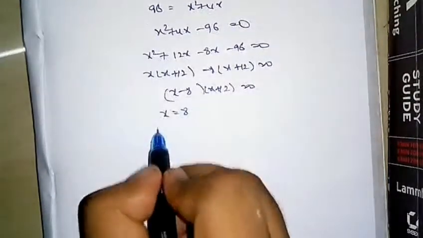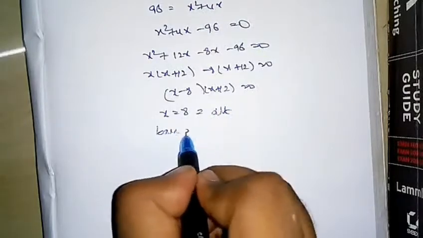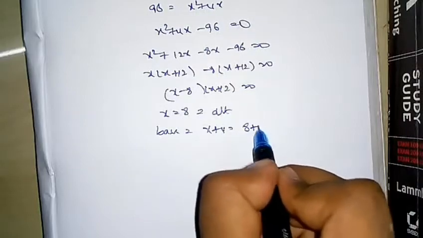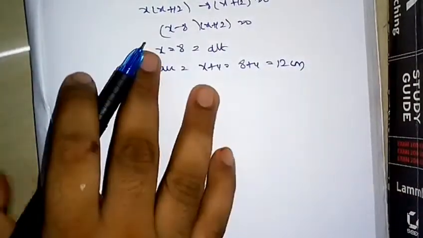If x is equal to 8, base will be equal to altitude. Base will be equal to x + 4, which is 8 + 4 = 12 centimeters. Now, 8th question.